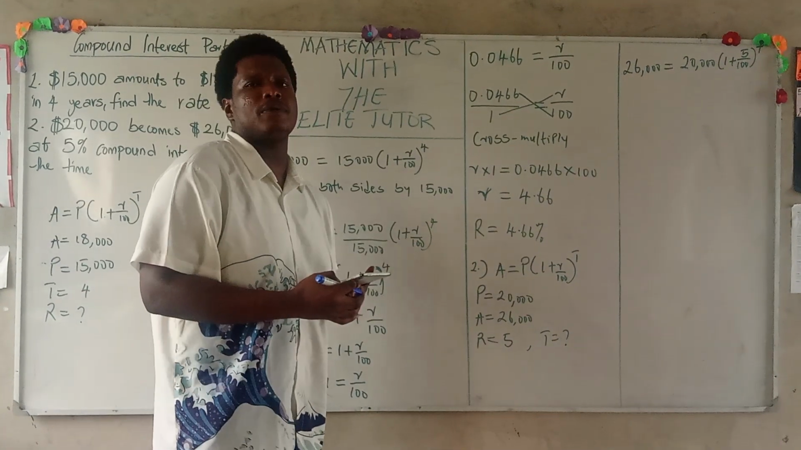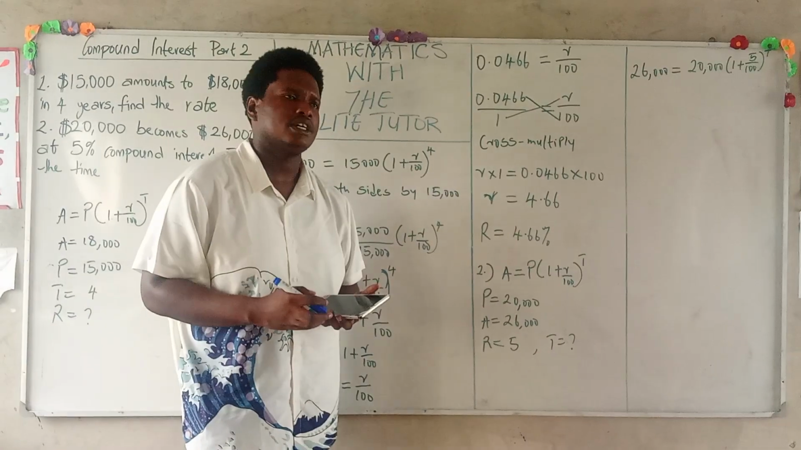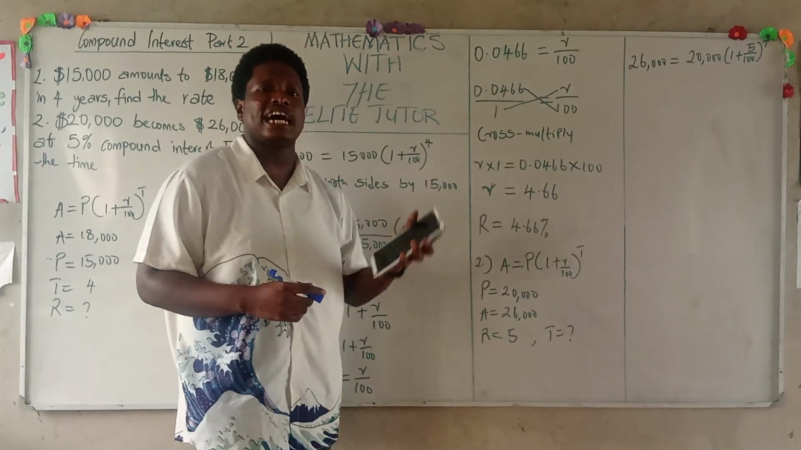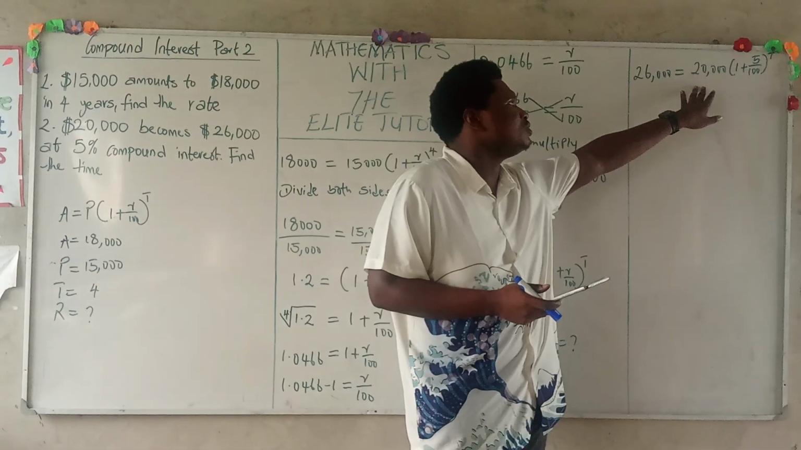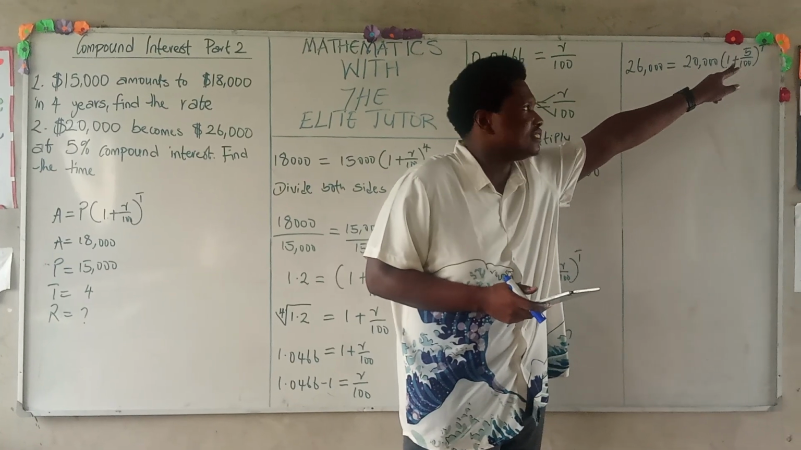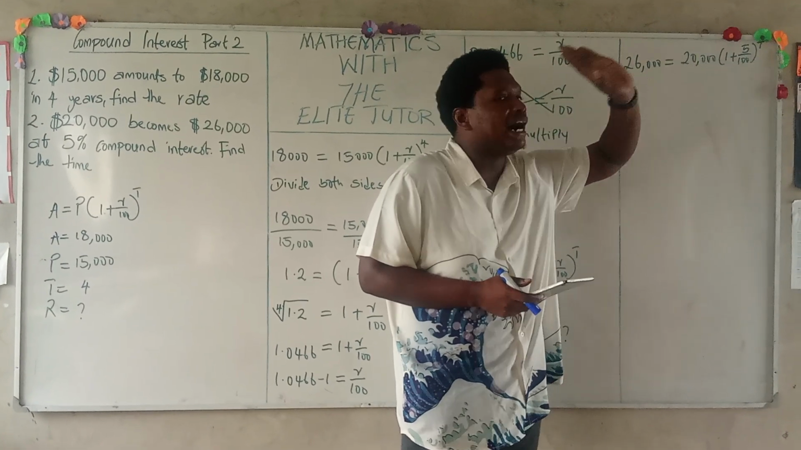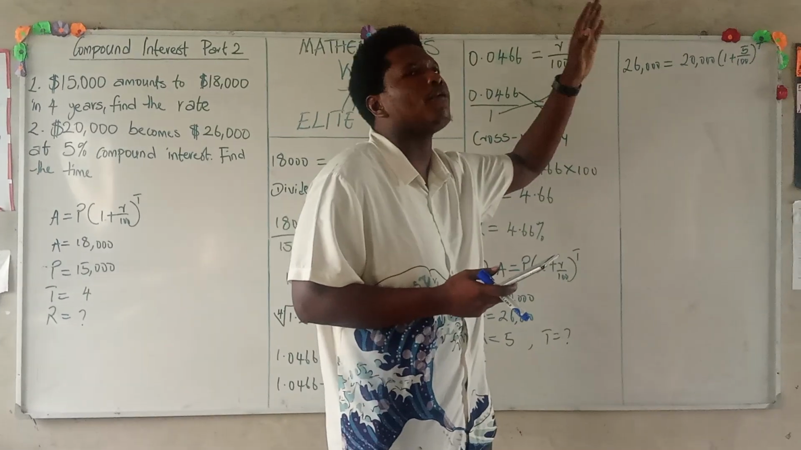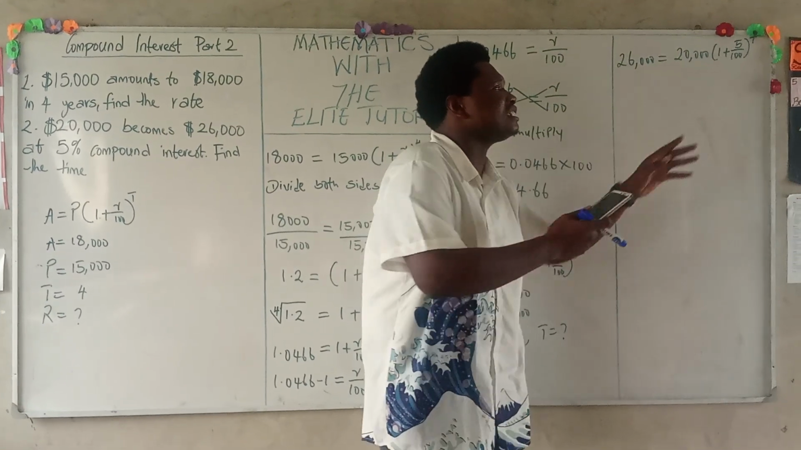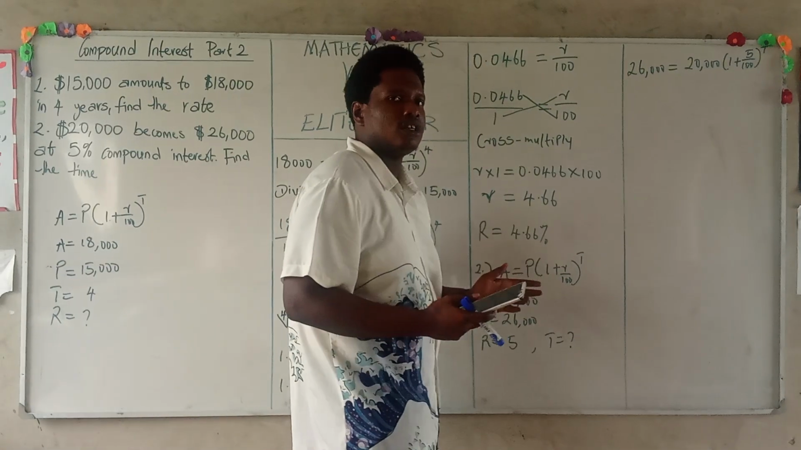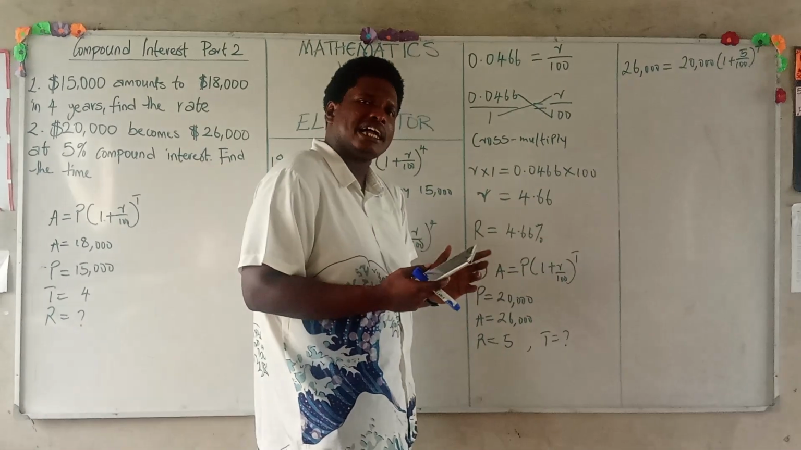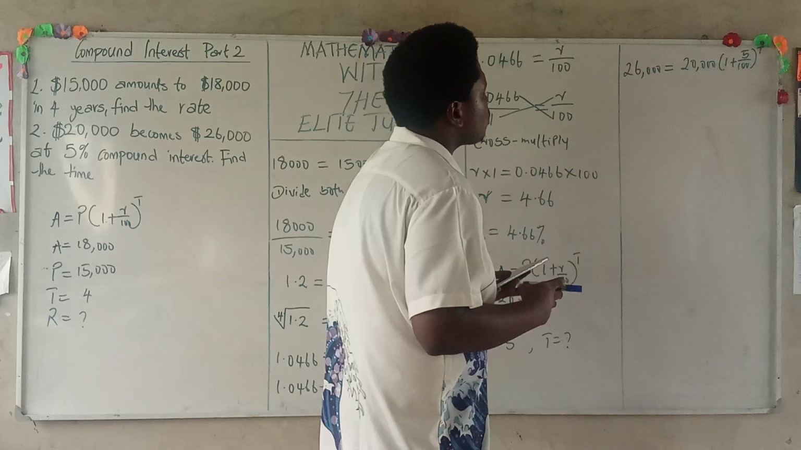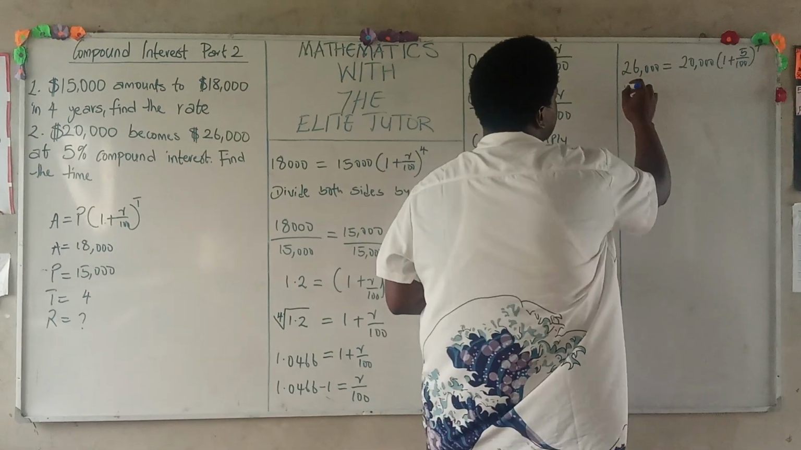Now what will be the first thing we are going to do here in order for us to simplify this expression? The first thing we are going to do is divide both sides by 20,000, because we are looking for T. Why are we dividing both sides by 20,000? Because we are looking for T, our time, and time here is at the right hand side of the expression. So any number or any item attached, we'll see how we can eliminate them one after the other. So here we'll divide both sides by 20,000.